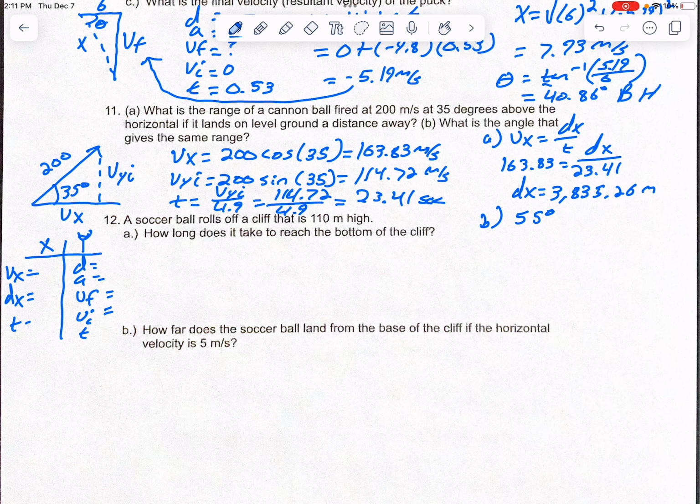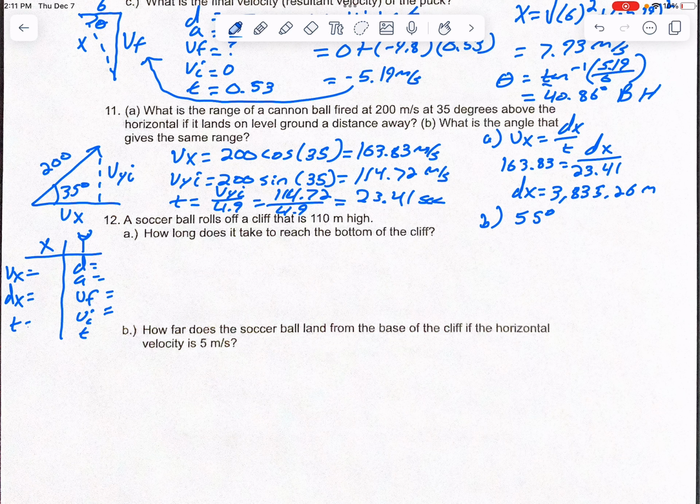It rolls off a cliff 110 meters high. Well, we don't know what we're looking for yet, that's just our height, so that's our vertical height. So it's going to go on our right side, negative 110 meters. The reason why it's negative is because you're falling. How long does it take to reach the bottom of the cliff? That means you're looking for time.